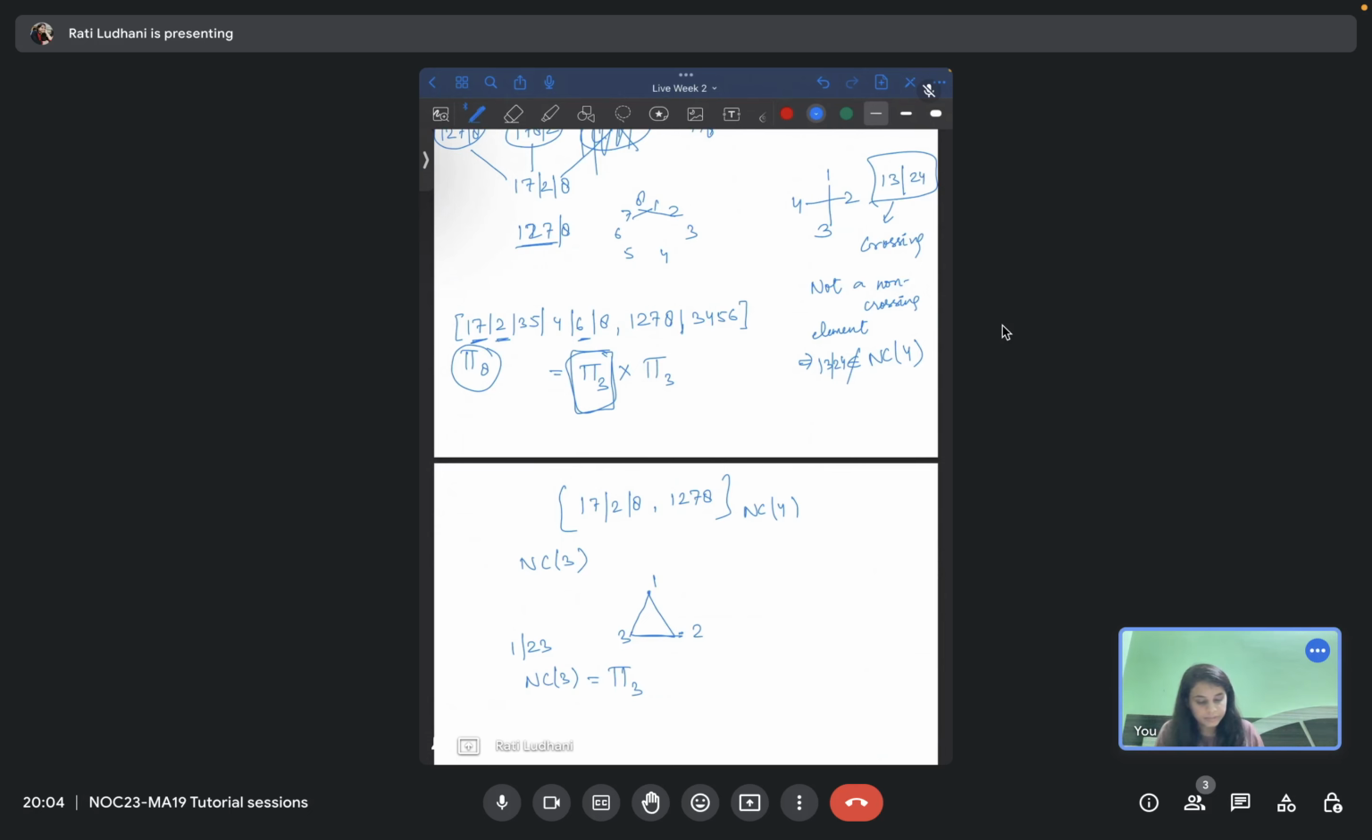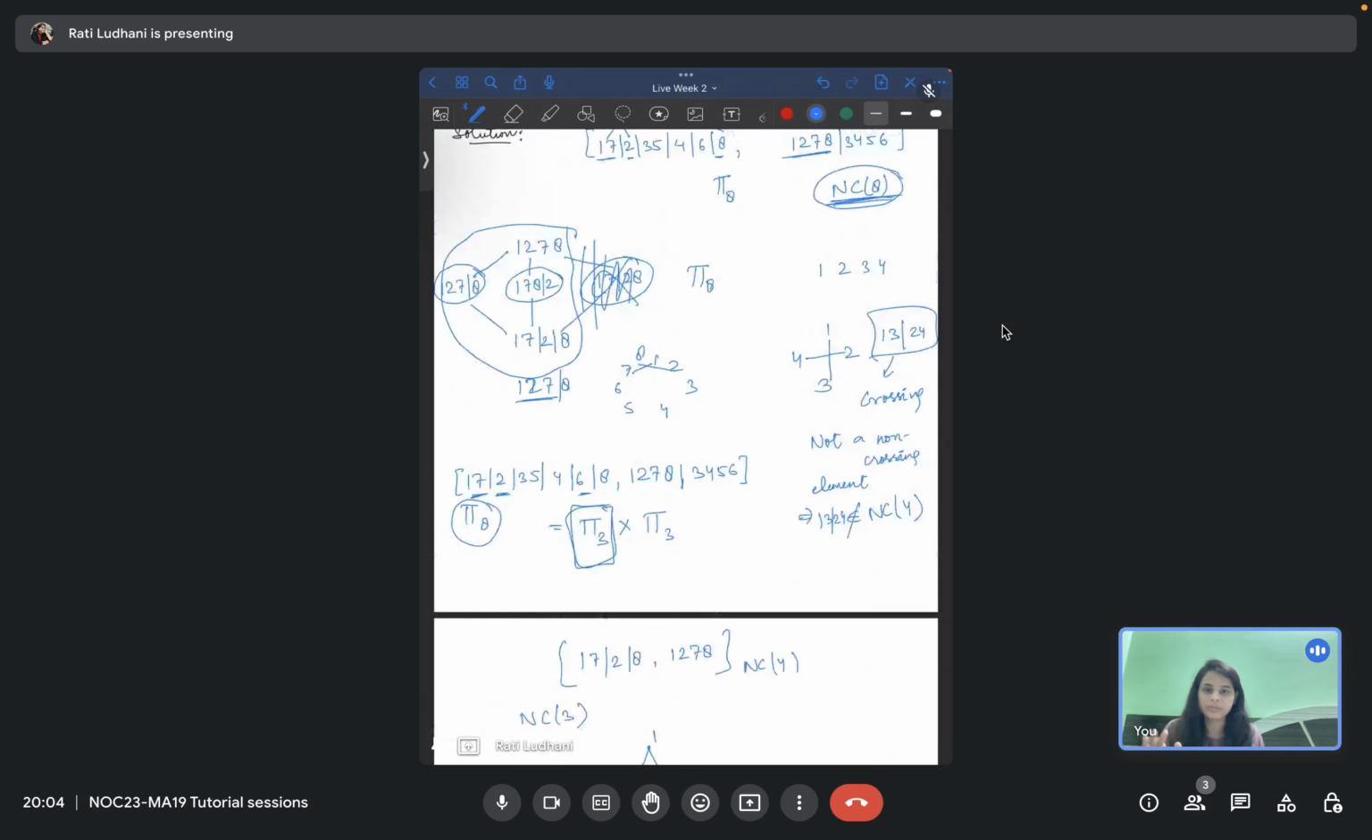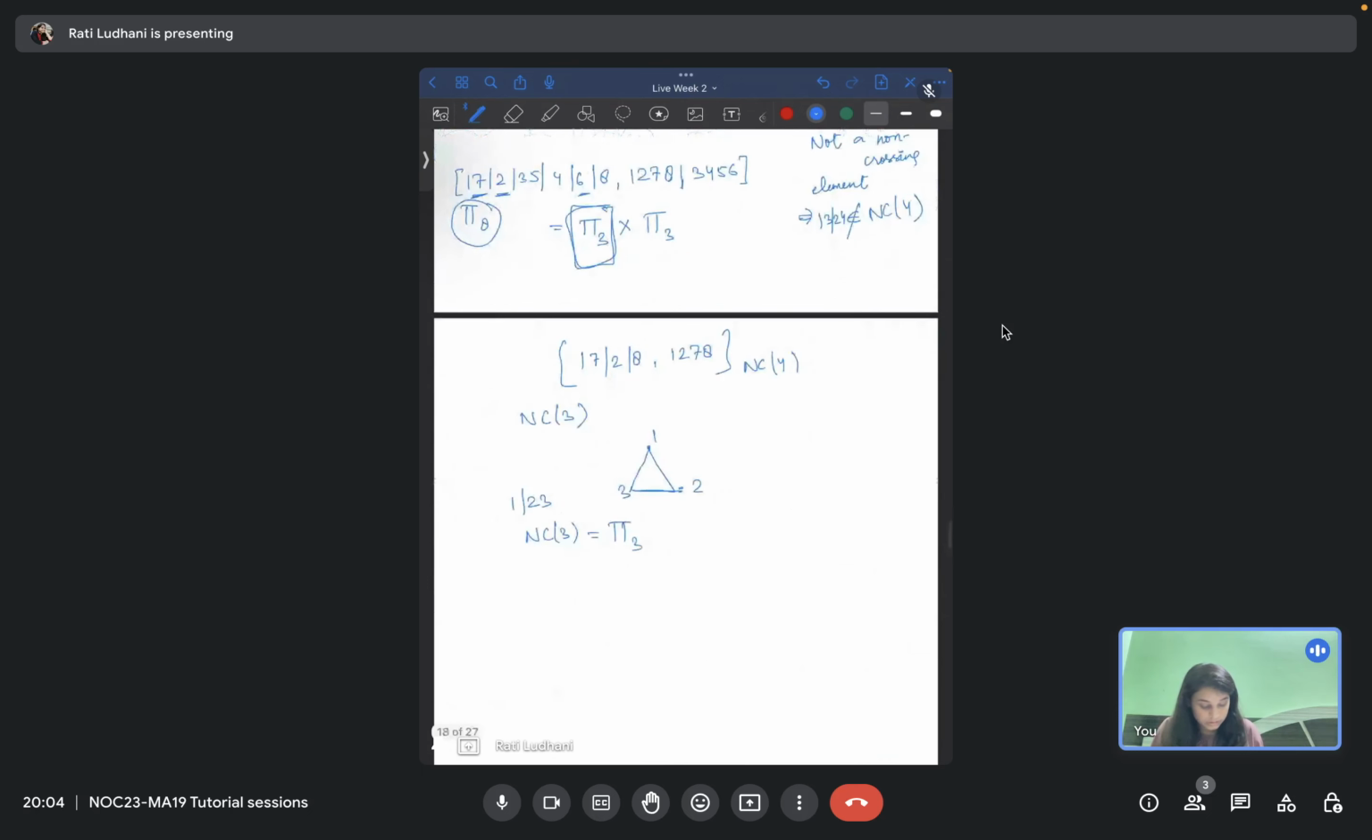But in this situation you cannot compare it with pi 3 because one element is gone, right? In the 1 to 7 8 part one element is gone, so you cannot compare it with the pi 3 thing. So you cannot write it as NC3. What could be the other possibility? The other possibility is actually this NC2 cross NC2.